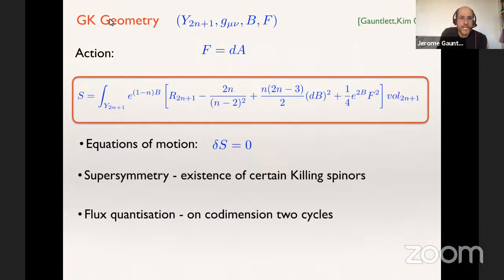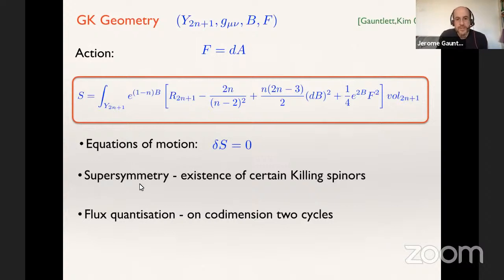So GK geometry, one of the things it does is it extremizes this action. This may look complicated, but it's actually very simple. I'm just integrating over the odd dimensional manifold. There's an Einstein-Hilbert term, a cosmological constant term, a kinetic term for the scalar, a Maxwell term for the gauge field, and there's this warp factor here. So you can extremize that action, and a GK geometry by definition has to solve those equations of motion.